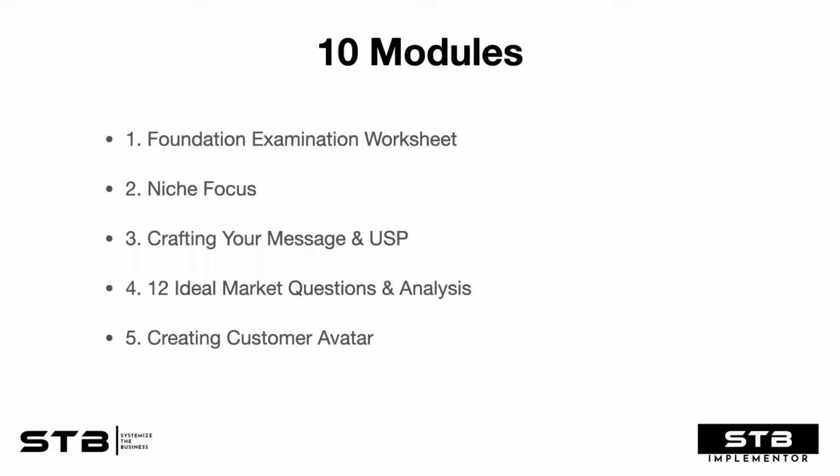And that's where module 3 comes in. Once you figure out what you want to do, then you have to create a compelling message, your elevator pitch, so to speak, and then your USP, your unique selling position, and how you're going to be different from the market so that you stand out. And so modules 2 and 3 really go hand in hand in figuring that out.